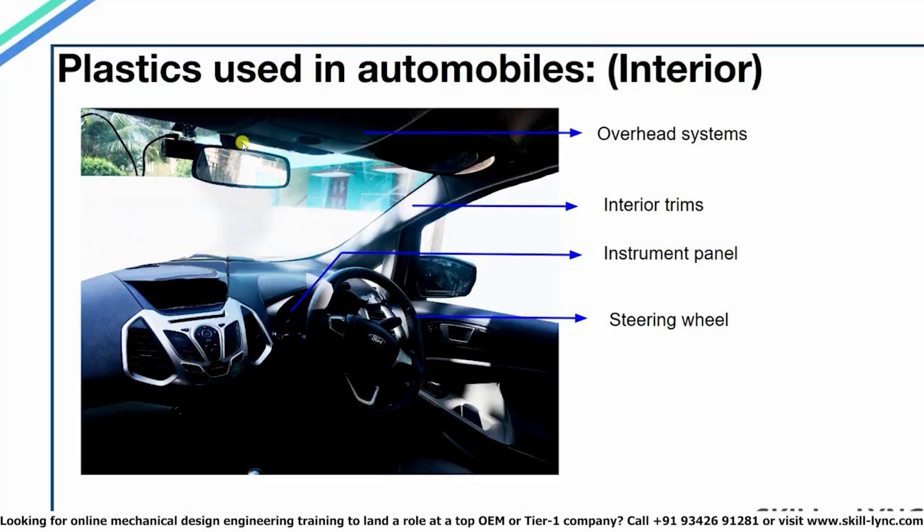This slide shows the interior car parts that are injection molded plastics. The overhead systems, the interior trims, instrument panel and steering wheel, these are all made using plastics.